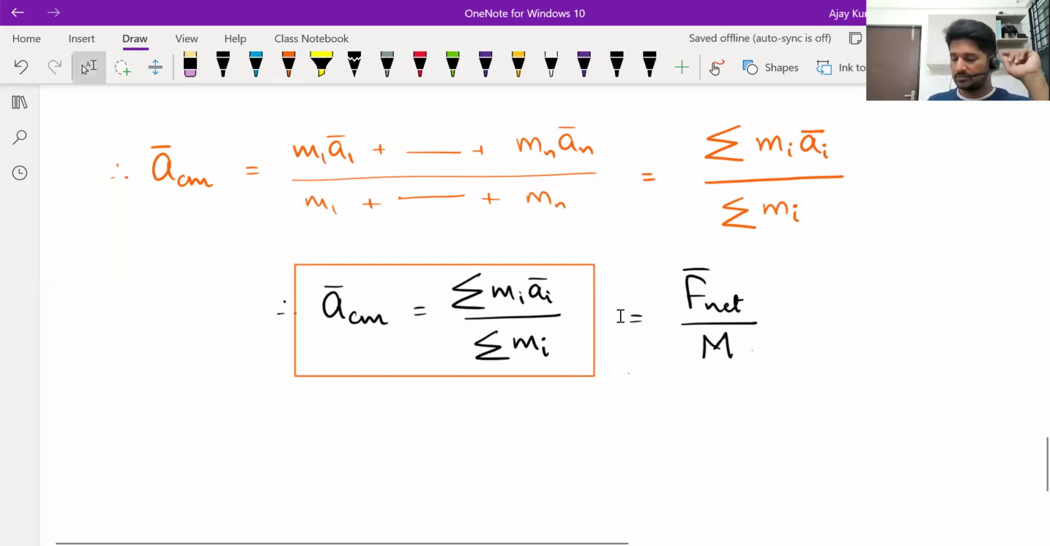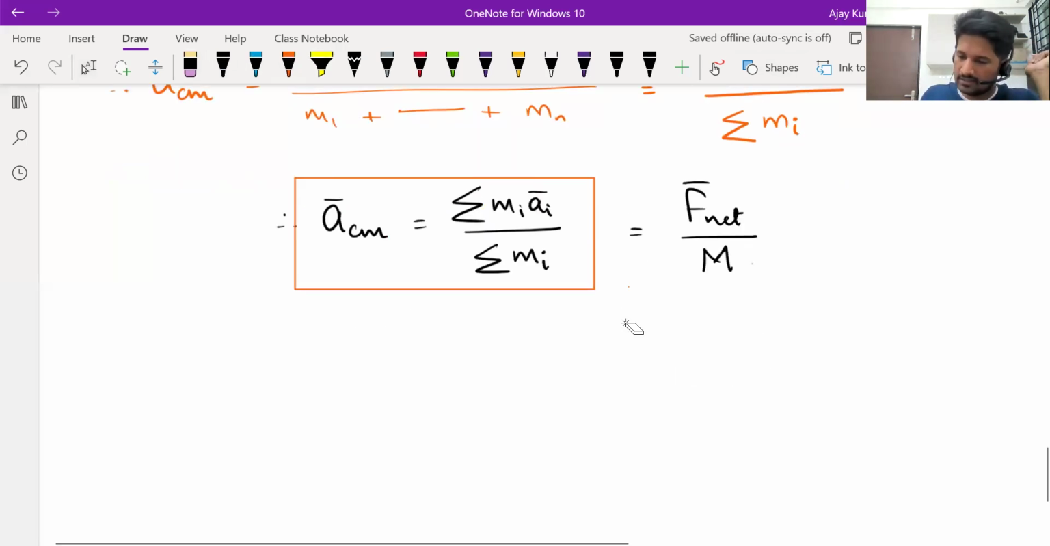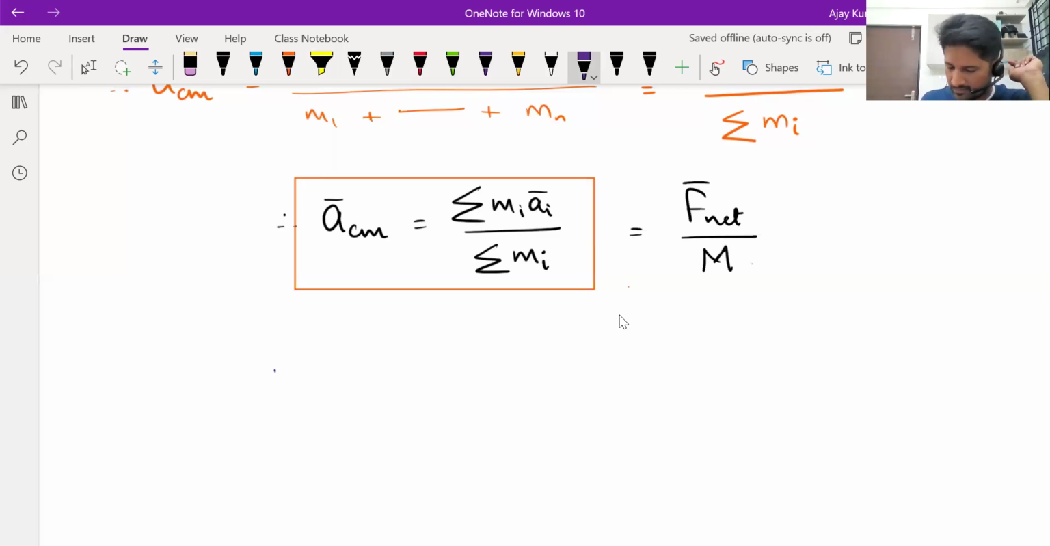Now see, there is an important observation that you need to make here. If ACM, the acceleration of center of mass, is F net divided by m, we can say that the net force acting on a system is the total mass of the system multiplied with the acceleration of its center of mass.